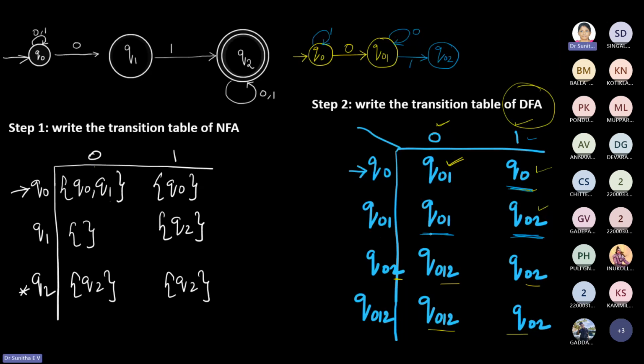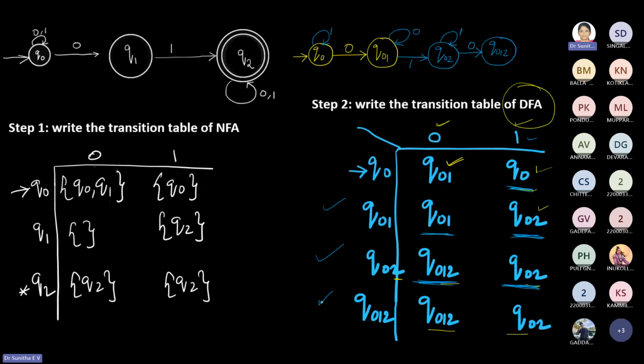Then that is over. Q01 is also over. Now we go to Q02. For Q02, we can see that on 0 it will transit to a new state called Q012, and on 1 it remains in Q02 itself. So this is also over.